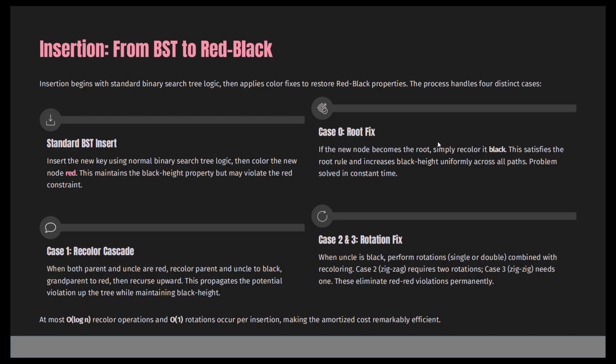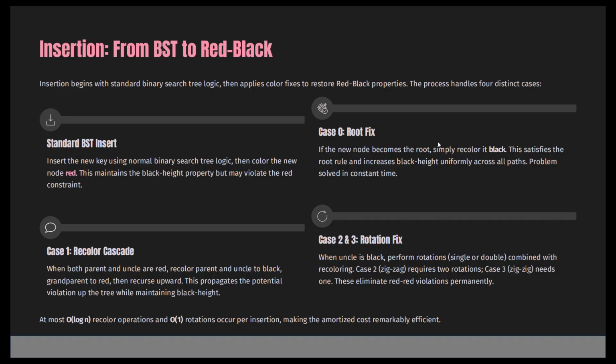This is what guarantees efficient performance. Insertion process. Insertion in a red-black tree starts the same way as in a normal binary search tree. First, we insert the new key according to BST rules. After inserting, the new node is colored red. Coloring it red ensures that the black height property is not immediately violated.